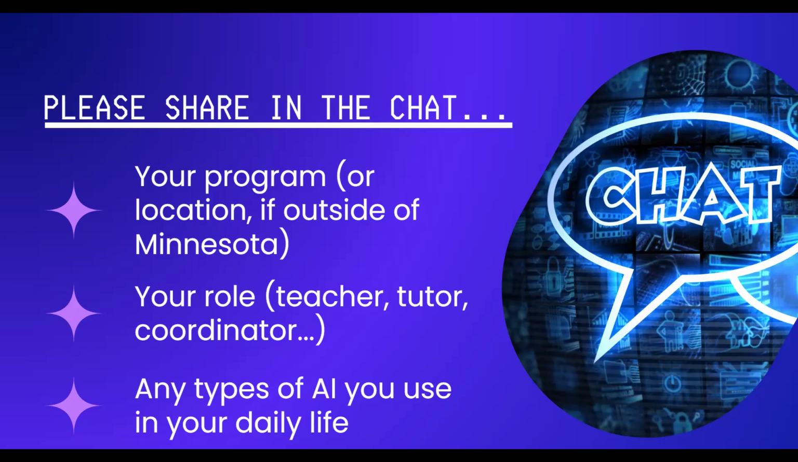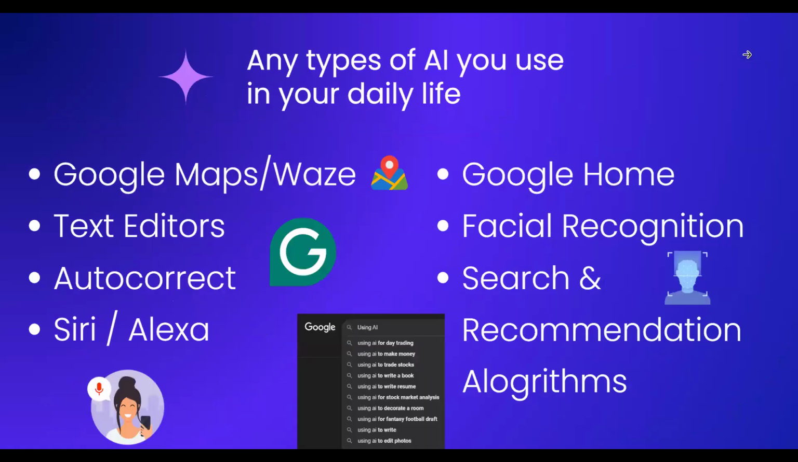Okay, if you're just coming in, go ahead and put your program, your role, and any types of AI you use. But I will go ahead and get started with our presentation. First, we're just going to go ahead and look at what are some of these that we might be using every day in our everyday lives. Some of you already mentioned Siri, Google Search, and those types of things. There's Google Maps or Waze.